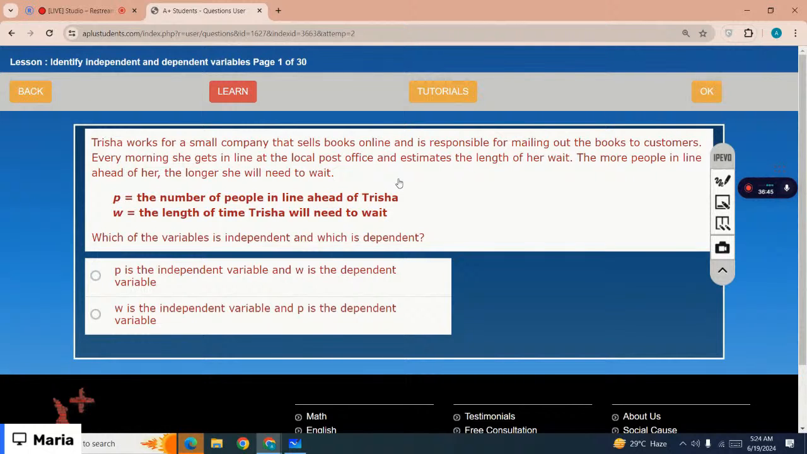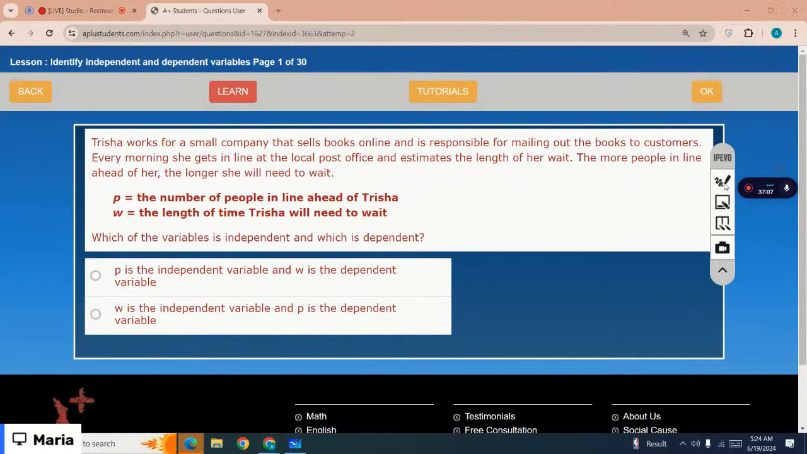Okay. Trisha works for a small company that sells books online and is responsible for mailing out the books to customers. Every morning, she gets in line at the local post office and estimates the length of her wait. The more people in the line ahead of her, the longer she will need to wait.